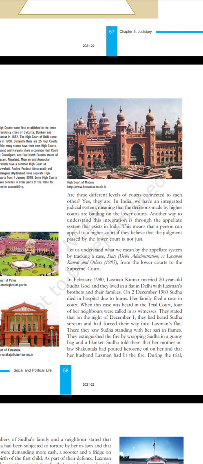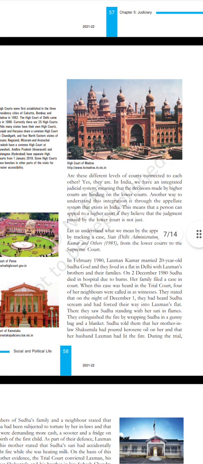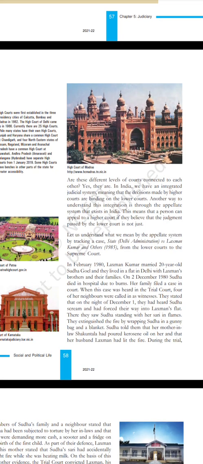State, Delhi Administration versus Lakshman Kumar and others, 1985, from the lower courts to the Supreme Court. In February 1980, Lakshman Kumar married 20-year-old Sudha Goyal and they lived in a flat in Delhi with Lakshman's brothers and their families. On 2nd December 1980, Sudha died in hospital due to burns. Her family filed a case in court.